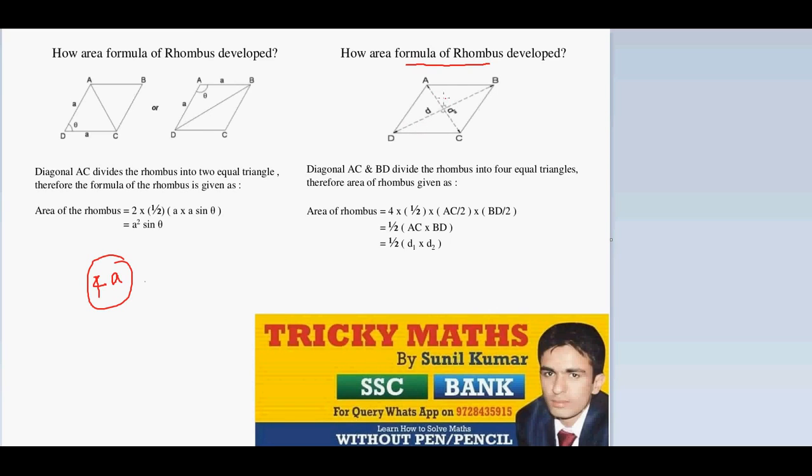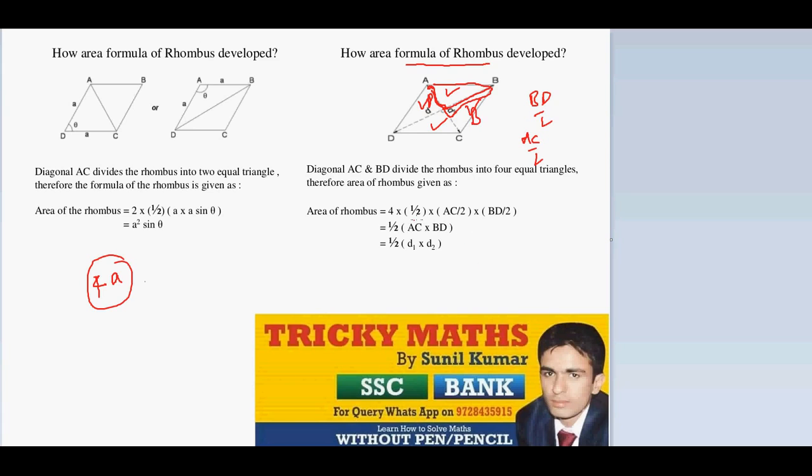The diagonals divide the rhombus into four equal triangles. And as we know, diagonals are perpendicular bisectors. This means this will become BD by 2 and this will become AC by 2, and this is a right angle triangle. This will become the perpendicular, this will become the base.